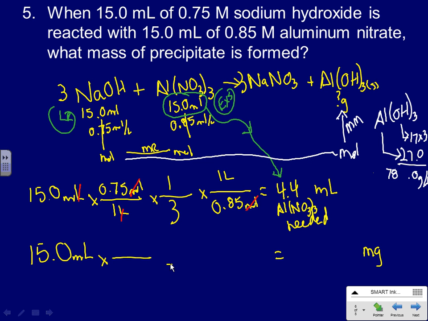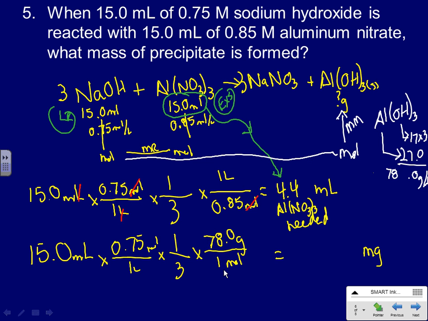And now we just fill in our stuff. Follow the map. I'm at this 15 right here. 0.75 moles per 1 liter. Mole ratio: the number that we have on the bottom, what we want it to become, 1 on the top. This is now a molar mass. Again, I've got to get rid of the moles, and I want mass, so the 78 is on the top, and the 1 mole is on the bottom.